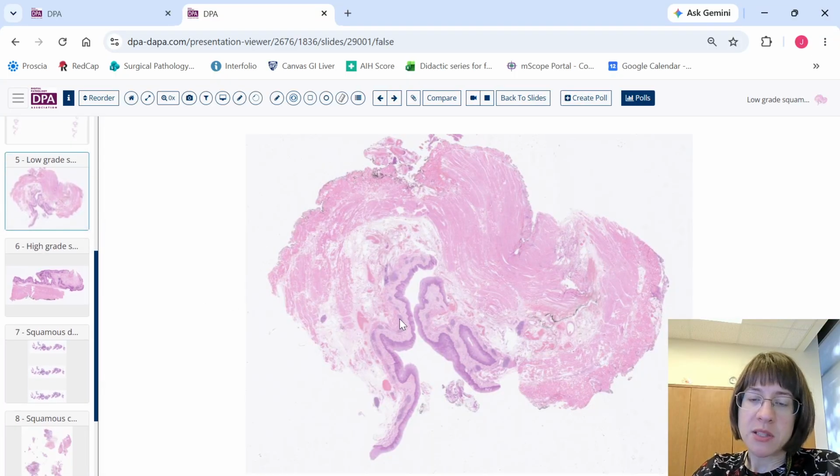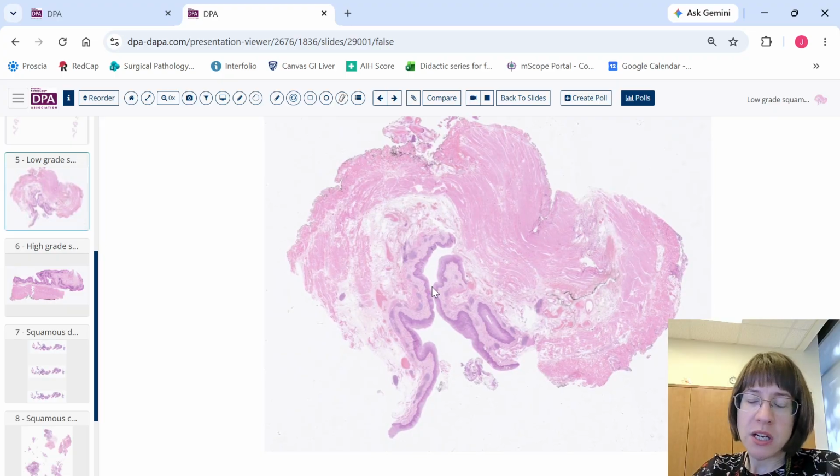Moving on to squamous dysplasia, the next two sections that I'm going to show are actually from an esophagectomy specimen where the patient had esophageal squamous cell carcinoma. And we're going to be looking at some pieces of the esophagus that were away from the squamous cell carcinoma, and we're going to appreciate the pre-neoplastic changes that we see there.